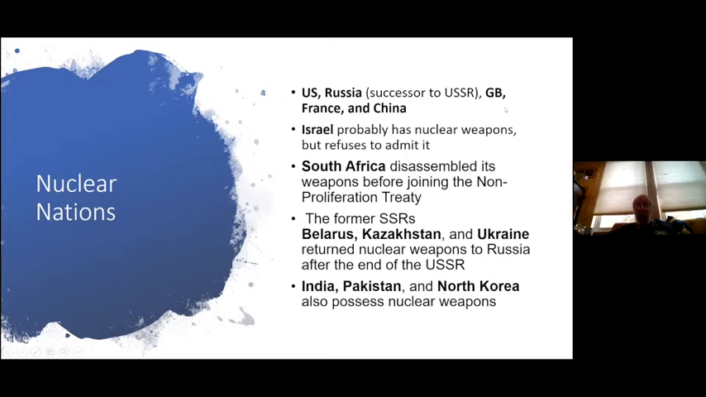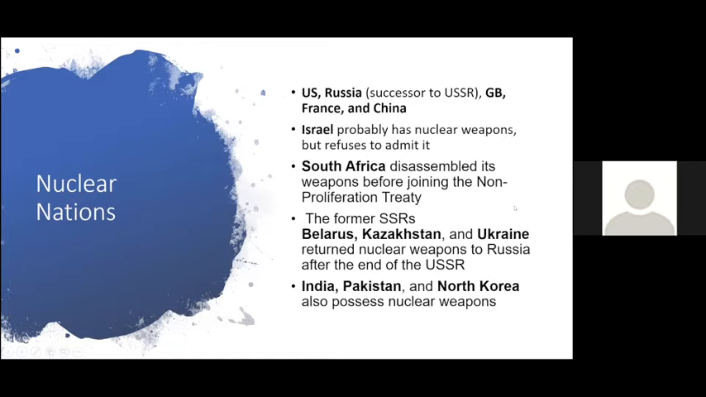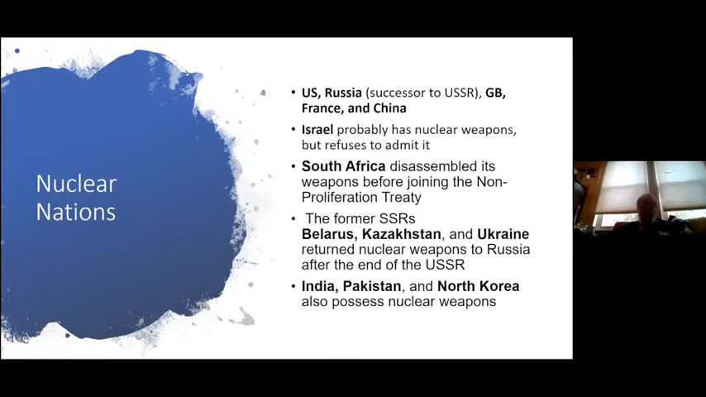The USSR, Russia, Great Britain, France, and China are nuclear nations. Israel probably has nuclear weapons but refuses to admit it. South Africa disassembled its nuclear weapons after joining the Non-Proliferation Treaty. And the former Soviet Socialist republics, Belarus, Kazakhstan, and Ukraine, returned their nuclear weapons to Russia after the end of the USSR. India, Pakistan, and North Korea also possess nuclear weapons.